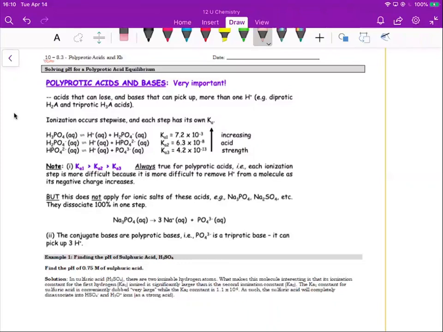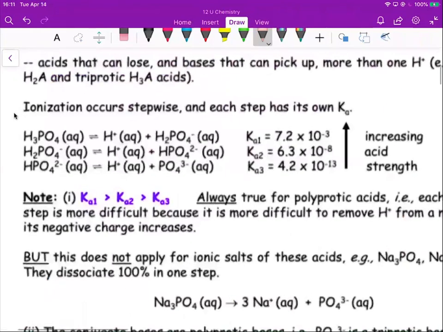Obviously, we shouldn't call it polyprotic bases, but if we're looking at this example of phosphoric acid, you can see that we have Ka1, Ka2, Ka3, and it corresponds to how many hydrogens are in the original undissociated species and how many hydrogens are lost. So in this first example here, this is the first time we get an anion, and we have the largest Ka value.